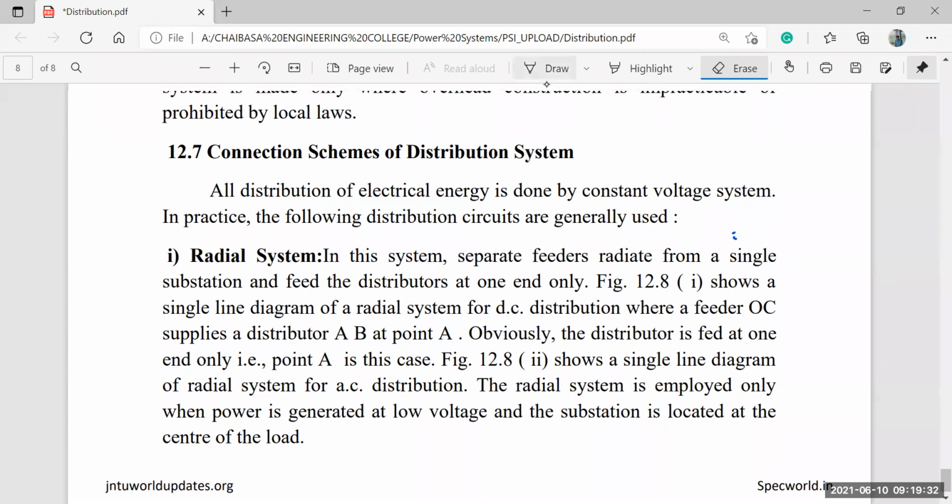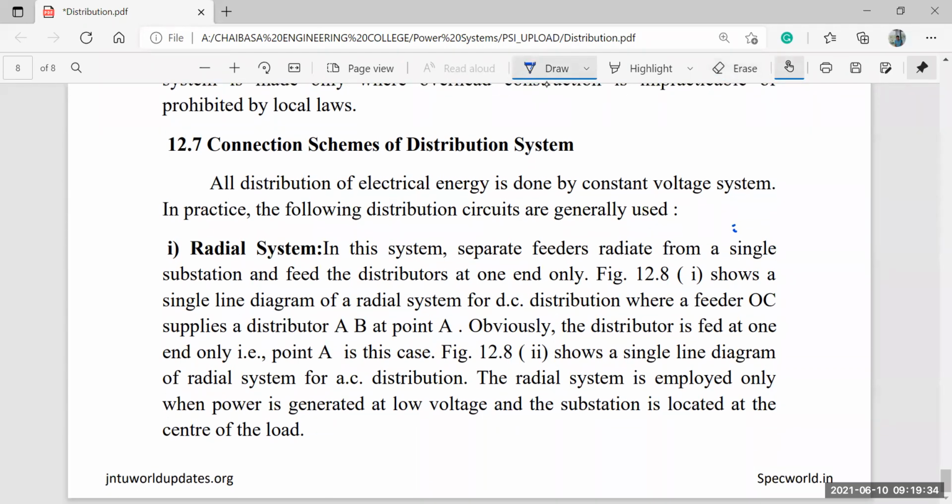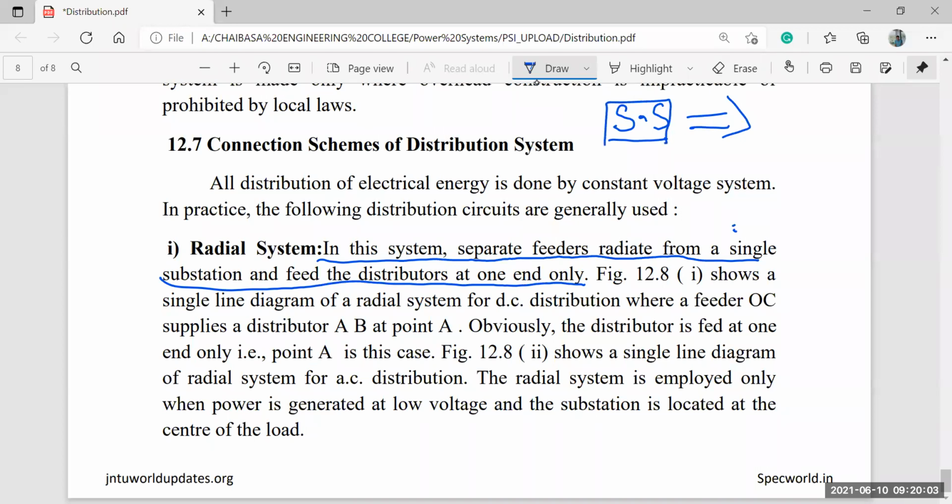Two things have been highlighted over here. In this system, separate feeders radiate from a single substation to feed the distributor at one end only. Right, he told only one supply system is there. So this is your substation, and if we have a distributor from where we have to tap, this will be the only source and it will be connected from one end only.